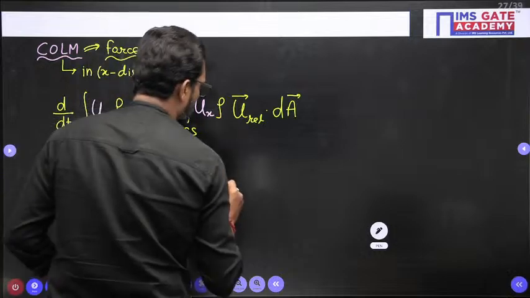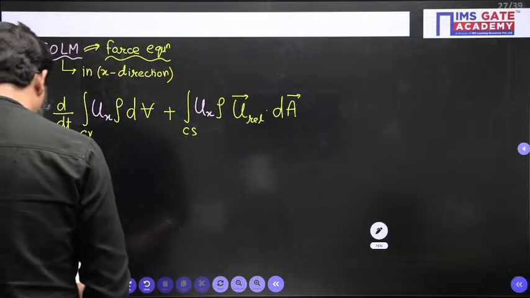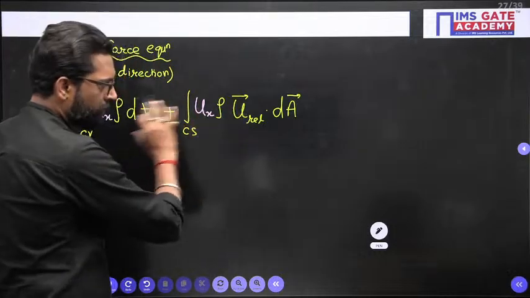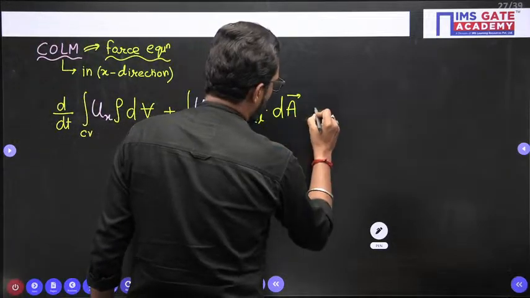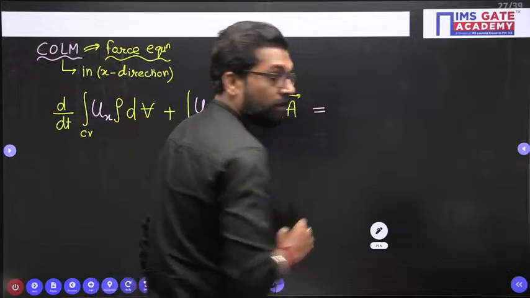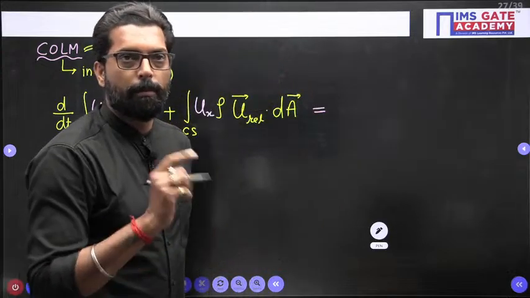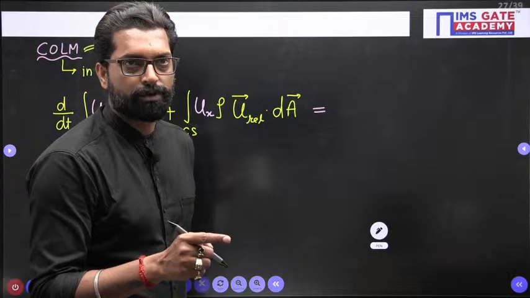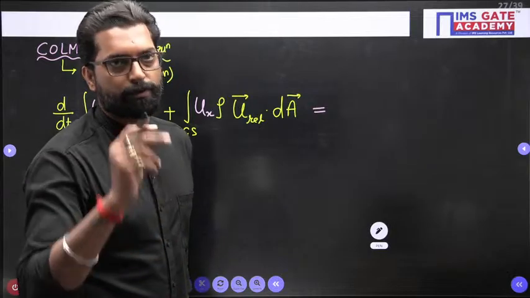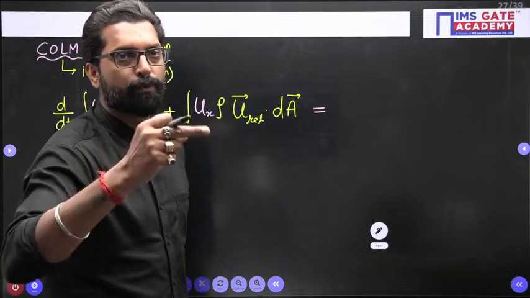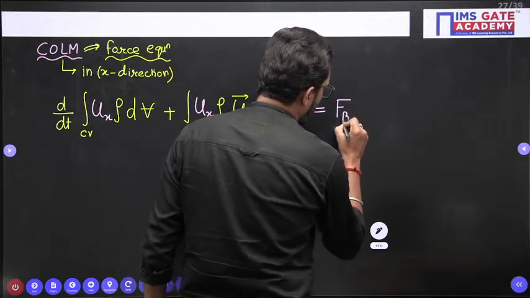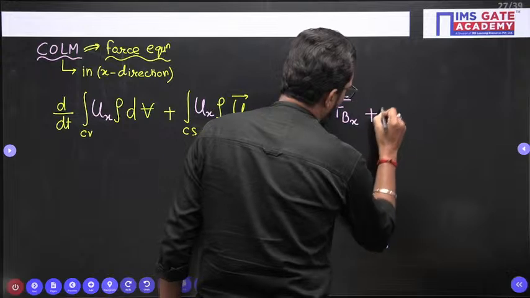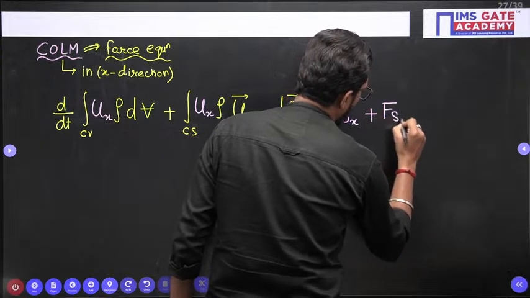That's it. So this is your force, this is your mass into acceleration. It is equal to the sum of forces. There are three forces: body force and surface force. Surface force has two parts. So body force in x direction plus surface force in x direction.